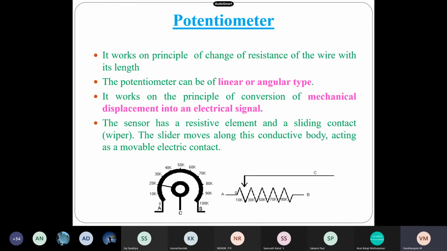And this was the potentiometer. A potentiometer works on the principle of change of resistance of the wire with its length. To measure linear and angular measurement, potentiometers are used, and they work on the principle of conversion of mechanical displacement to an electrical signal. The sensor has a resistive element and a sliding contact based on the wiper movement. It returns values, and the slider moves along this conductive body, acting as a movable electrical contact.